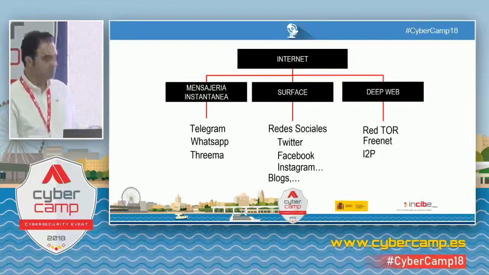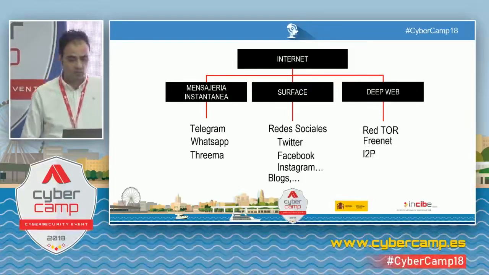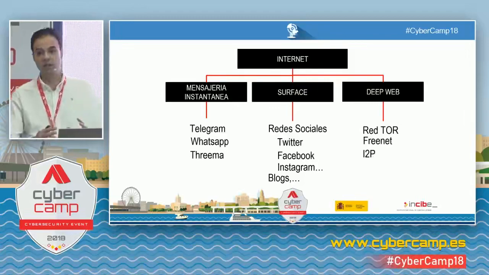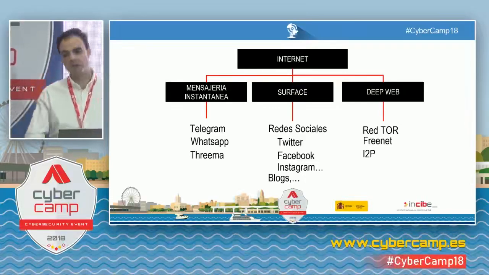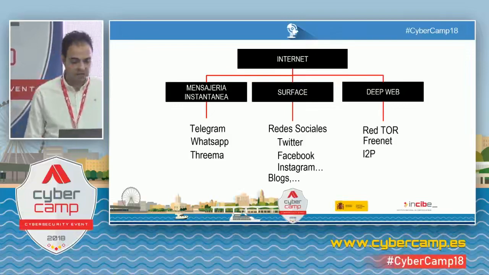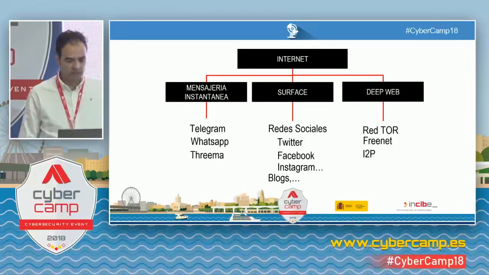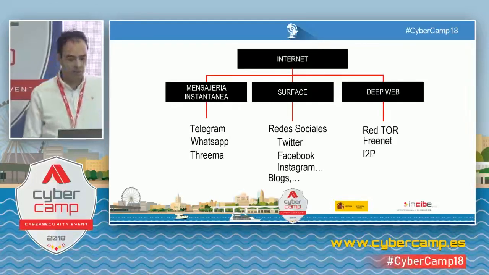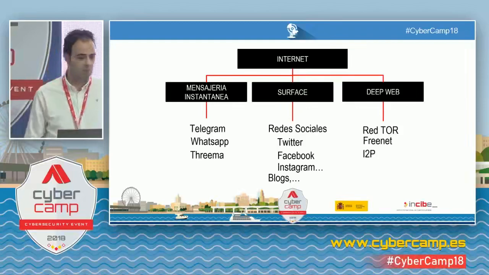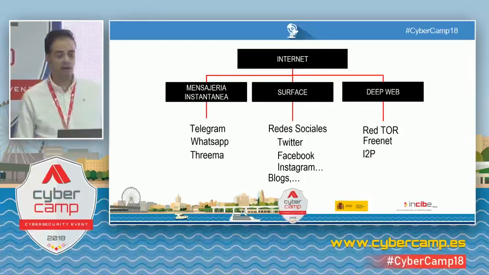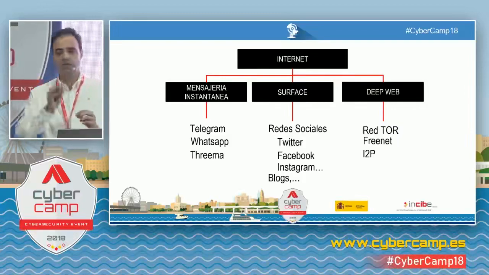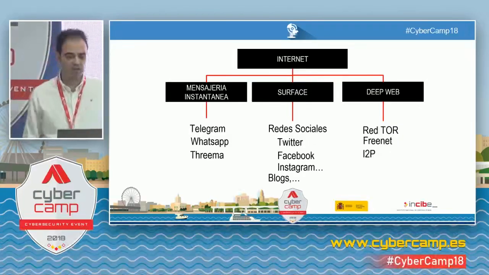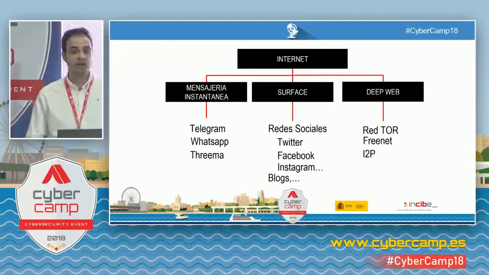So what do they use? Normal social media, whether it is Facebook, Twitter, Instagram, blogs. Then the main zone for content dissemination: Telegram, WhatsApp less so, and Threema. And then the Tor network, Freenet, I2P, not so much, because their identity is much more easily identified in those cases.